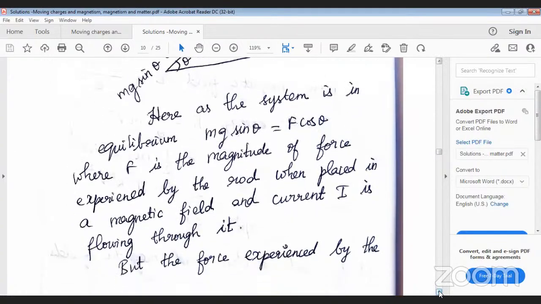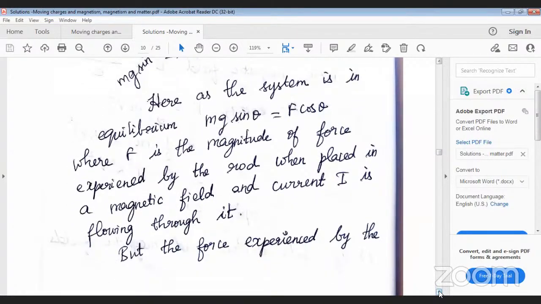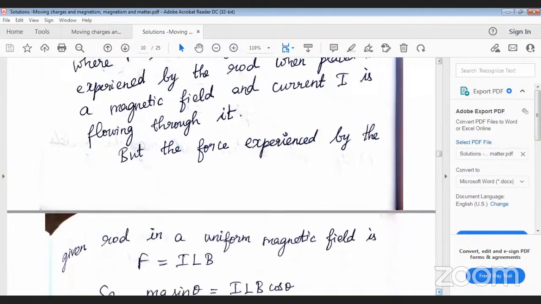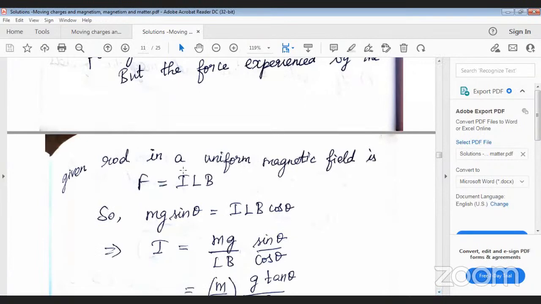F is the magnitude of the force experienced by the rod when placed in a magnetic field, and I is current flowing through it. So how is the rod experiencing the force? Because it is a current carrying conductor, right? A current carrying conductor placed in a magnetic field experiences a force. You know very well the formula F equal to BIL sin theta usually. We have already discussed that also.